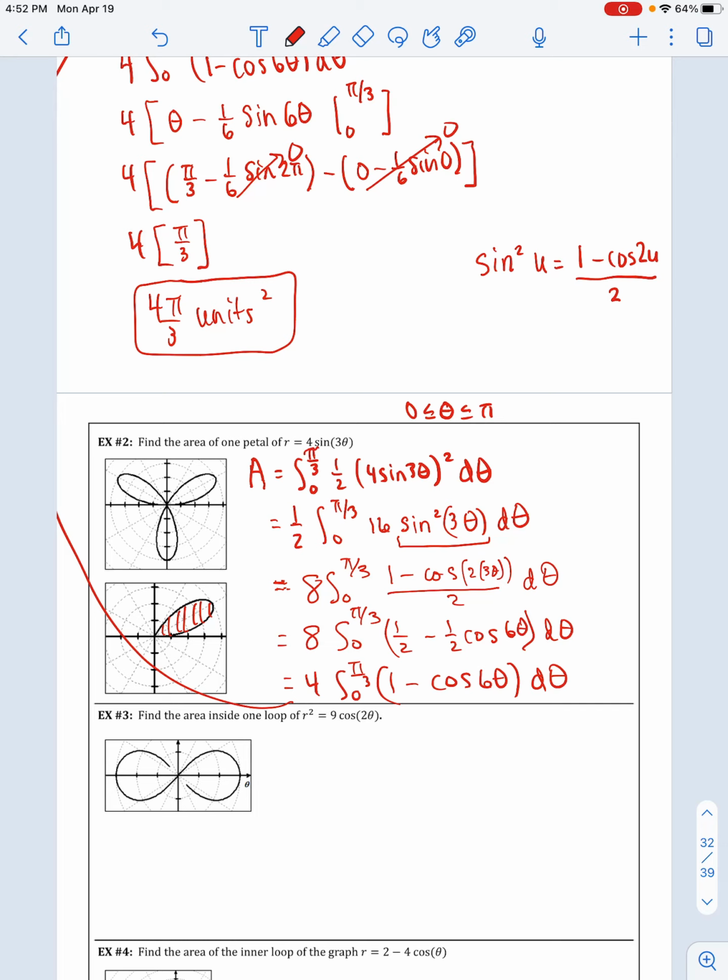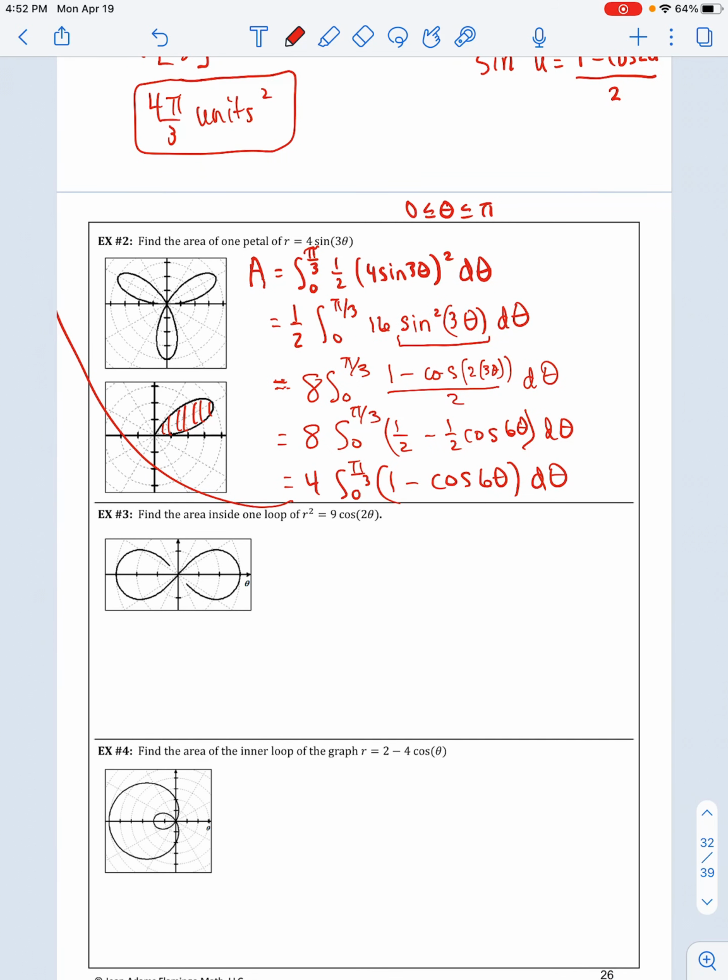It's just, you have to be careful because you need to know where it starts and where it stops. And I think that probably is the hardest part. Everything else seems to be pretty easy. Got to use some trig identities, but they're not that difficult. Okay, let's look at example 3.